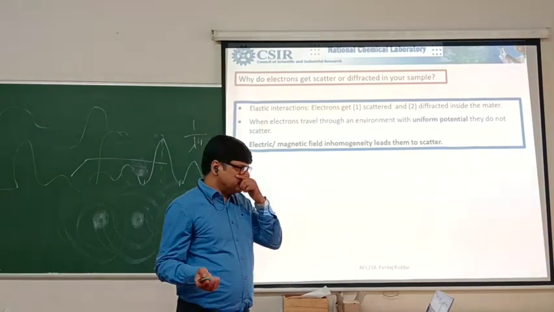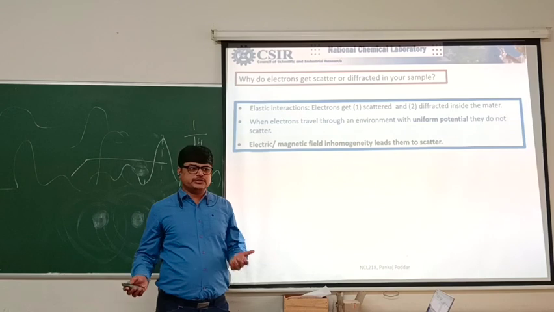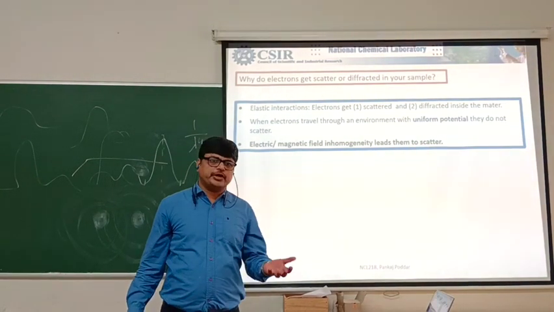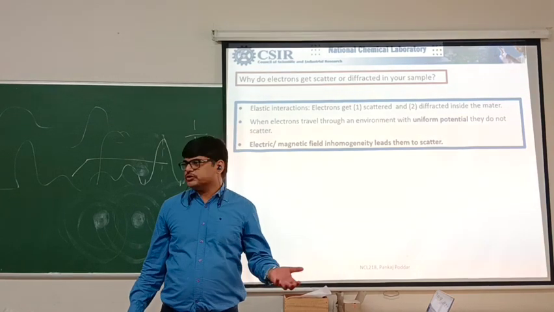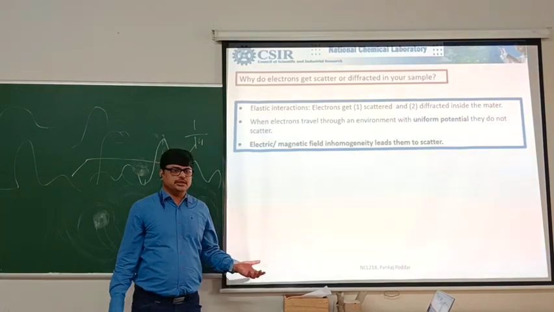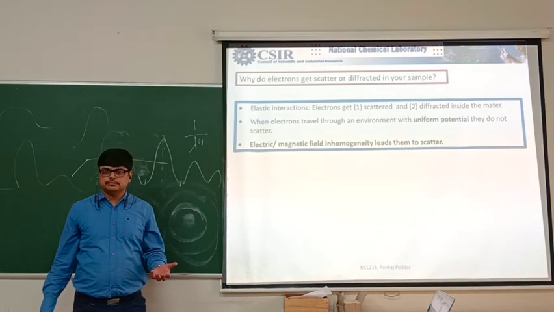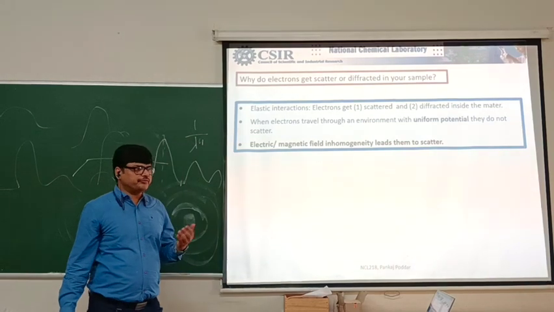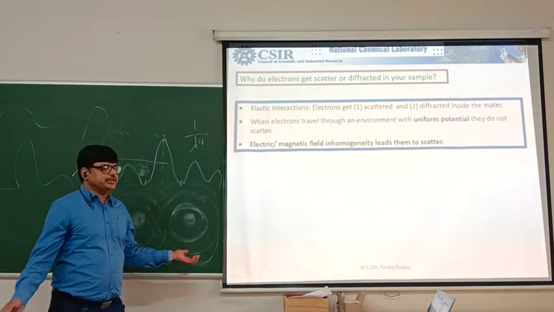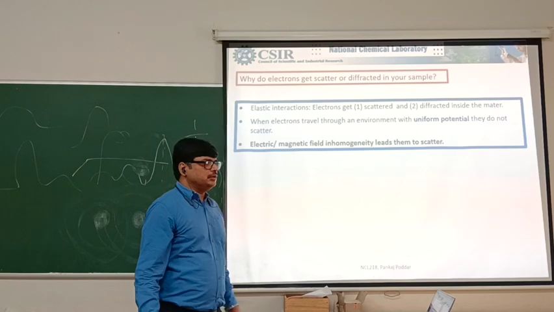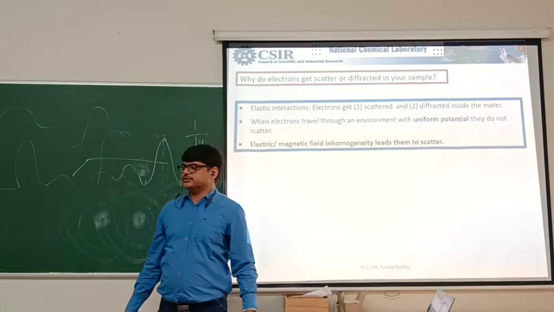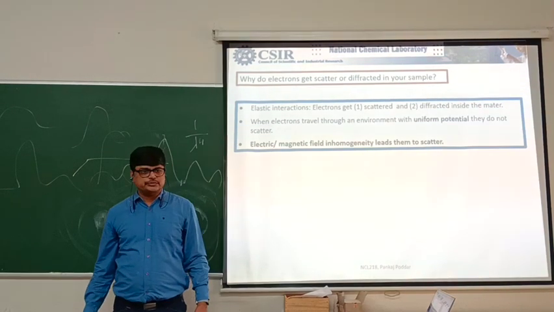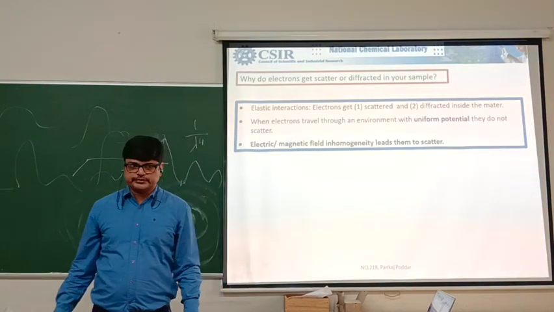Scattering is a larger term, but diffraction is mostly for waves, wave phenomena, right? When we say diffraction, we invoke the wave nature of a particle. When we say scattering, we invoke the particle nature. So when we talk about wavelets, obviously they will merge, and then if there is any coherence between these waves, then coherence is actually very simple to explain.